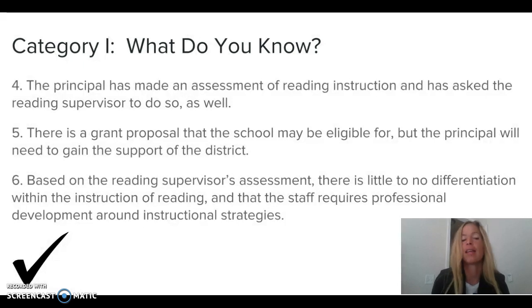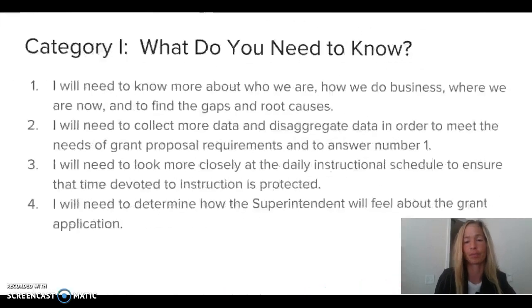I also know that I have made an assessment of reading instruction, and I have asked the reading supervisor to do so as well. There is a grant proposal that the school may be eligible for, but I will have to gain support of the district. And based on the reading supervisor's assessment, there is little to no differentiation within the instruction of reading, and the staff requires professional development around instructional strategies.